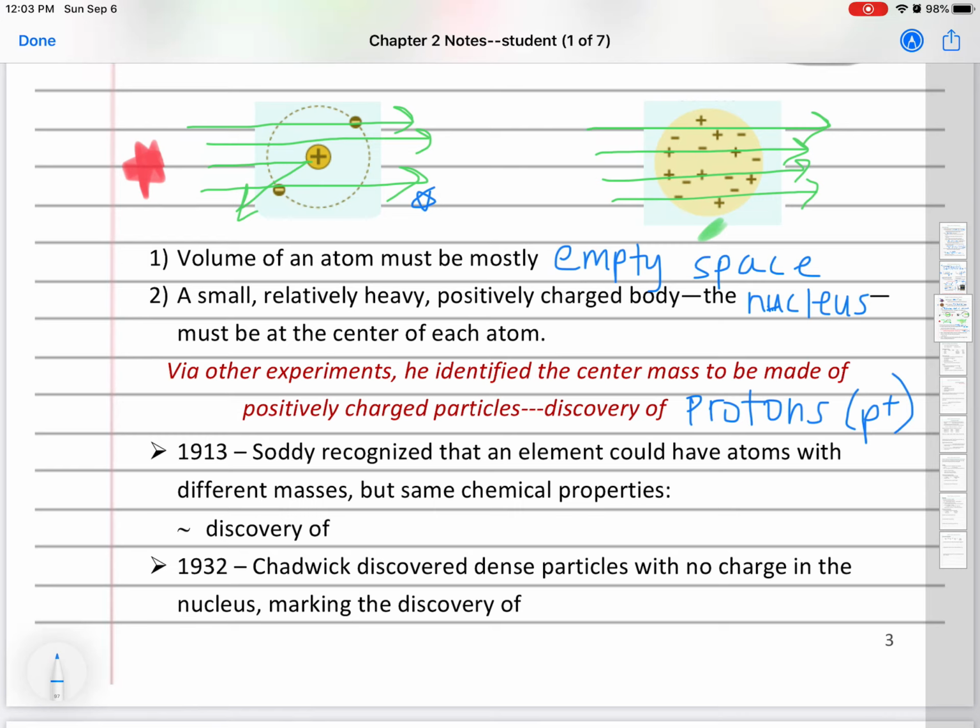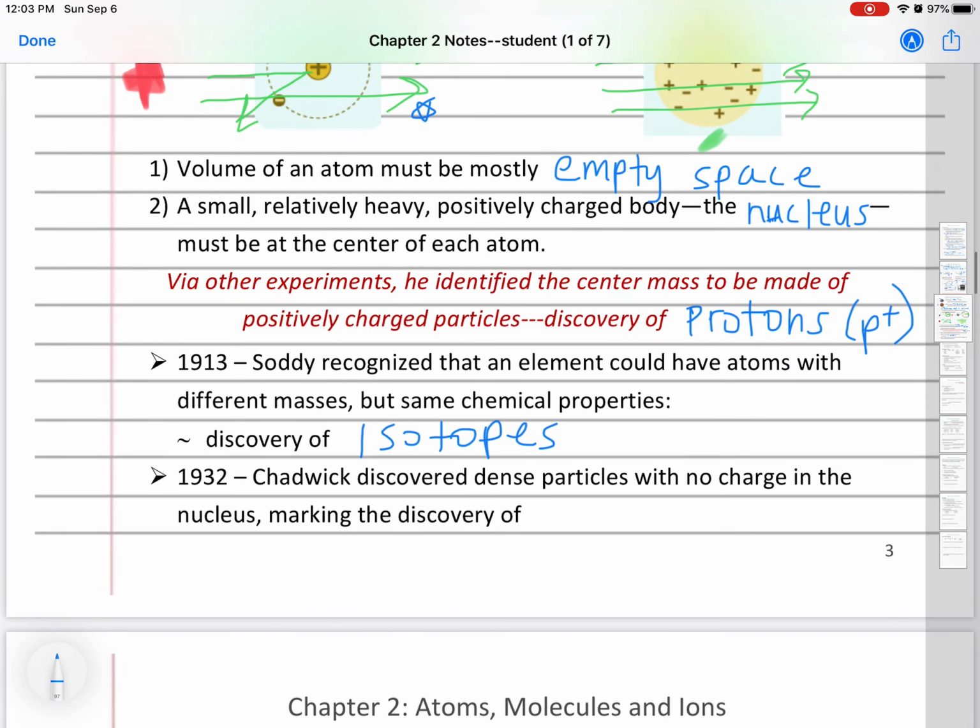In 1913, which was just a couple years after Rutherford's gold foil experiments, a different researcher named Soddy recognized that an element could have atoms with different masses, but still have the same chemical properties. Like carbon, for example, you could have different atoms of carbon that had different masses, but still all behaved just like carbon. We call these different versions of an element isotopes. And we'll talk more about isotopes, but just the discovery of them led to this concept still that there was a mass element in the atom that had not been accounted for.